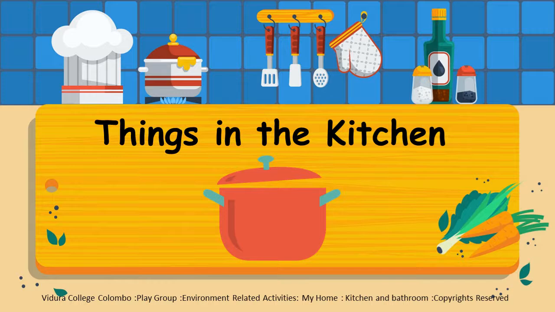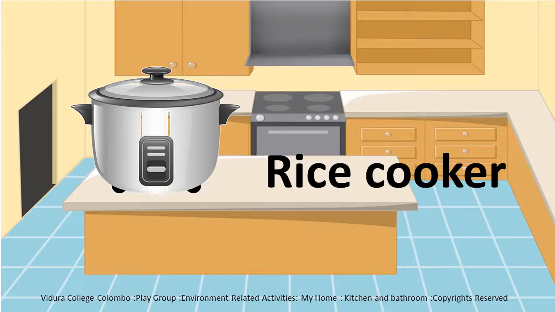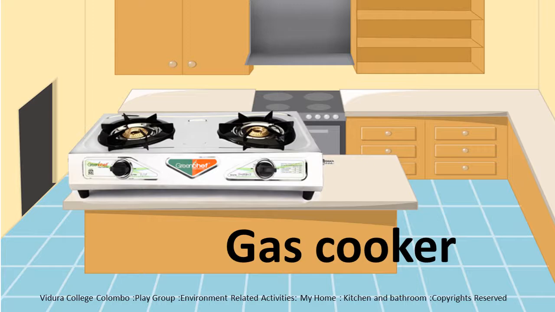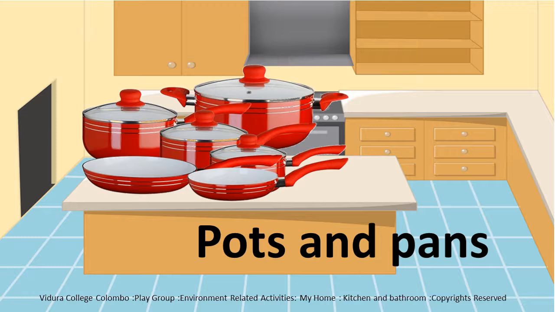Children, now we are going to learn about the things in the kitchen. Are you ready? Okay, let's start. What is this, children? Yes, it's a rice cooker. Coconut scraper. What is this, children? Yes, we call it coconut scraper. Gas cooker. Pots and pans.